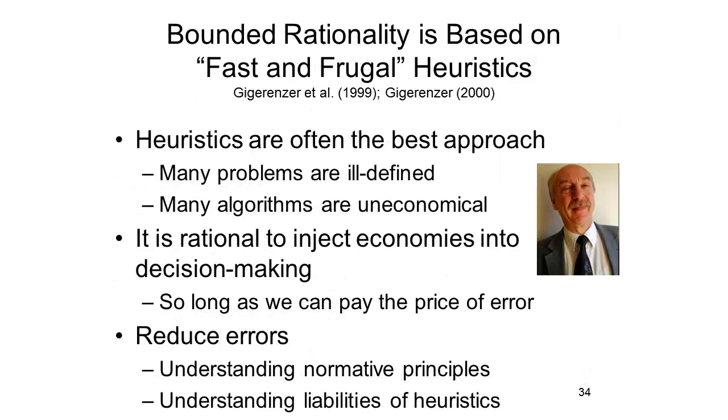Bounded rationality, the rationality of real humans operating in real decision-making contexts, is based on what the German psychologist Gerd Gigerenzer has called fast and frugal heuristics. Far from being non-optimal approaches to problem-solving, judgment, and decision-making, Gigerenzer argues that in the real world, heuristics are often the best approach, precisely because so many of the problems we encounter are ill-defined, and so many of the algorithms that we could use to solve these problems are really uneconomical. Gigerenzer argues that it's rational to inject economies into decision-making so long as we're able to pay the price of making the occasional error, and that we can reduce the errors that we make by using judgment heuristics, both by understanding better than we do the normative principles that are in operation, and also by understanding better than we do the liabilities of various judgment heuristics.